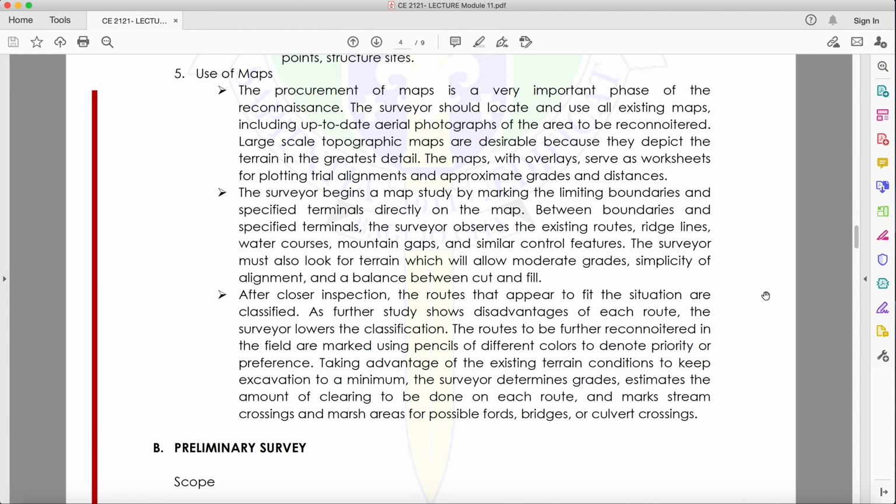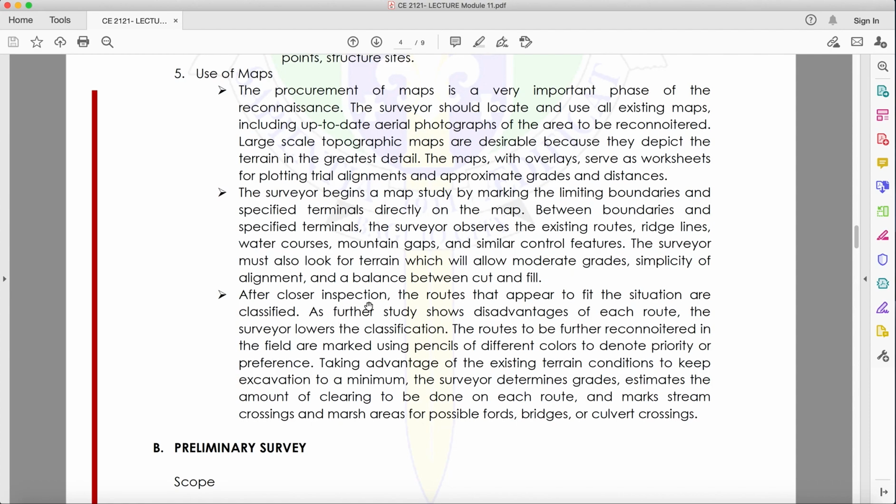So we also need to consider the grades because, take note, what we are designing here would not just be a small span of length. This is kilometers or miles of distance. So what we are trying to do here is to have a safe road, and at the same time it is in collaboration with economy. Okay, because of course everything involves money.